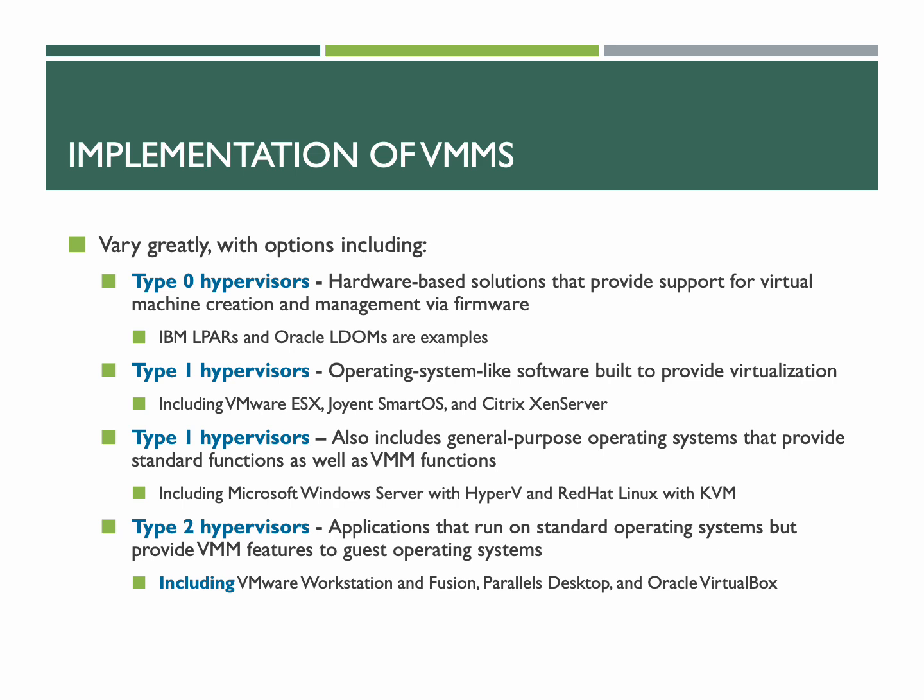Then we have Type 2. Unlike Type 1, Type 2 hypervisors run on a standard operating system as applications. They are easier to manage and ideal for personal use or smaller businesses. This type includes software like VMware Workstation and Fusion, Parallels Desktop, and Oracle VirtualBox, which allow the host OS to manage the hardware and the hypervisor to provide virtualization services to guest operating systems.